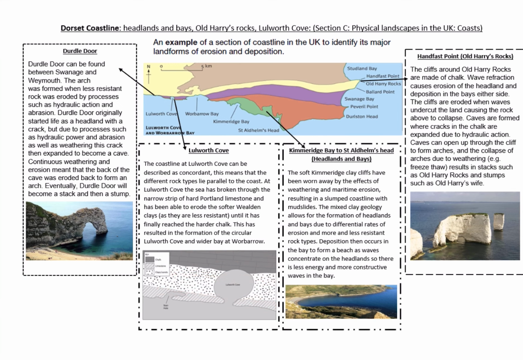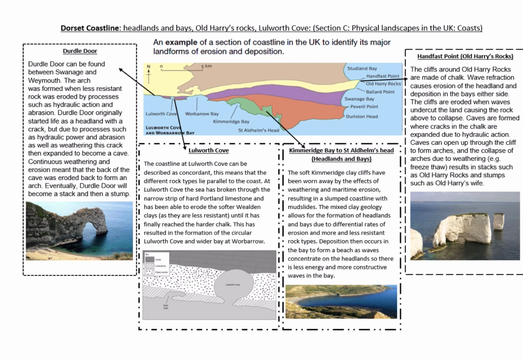Next, if I move to Kimmeridge Bay, again further east along the coastline, I've got another example of headlands and bays. These are formed due to differential erosion, so you've got bands of hard and soft rock, and the soft rock retreats much quicker than the hard rock.